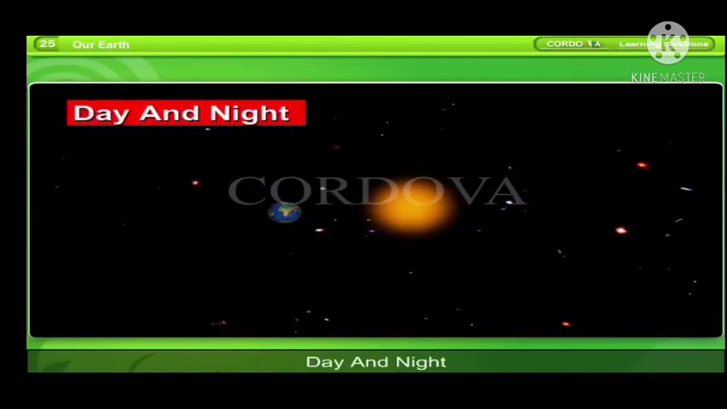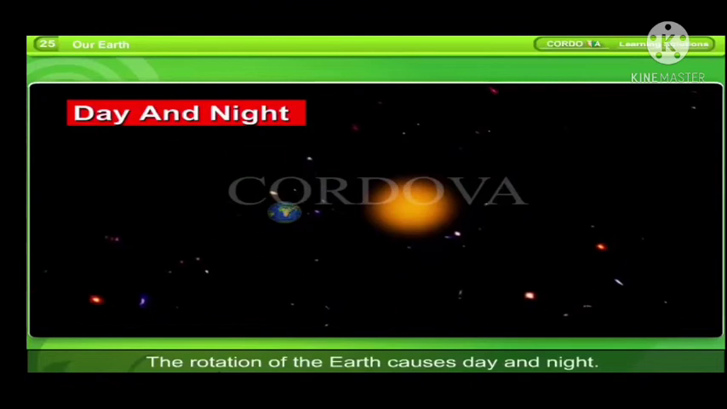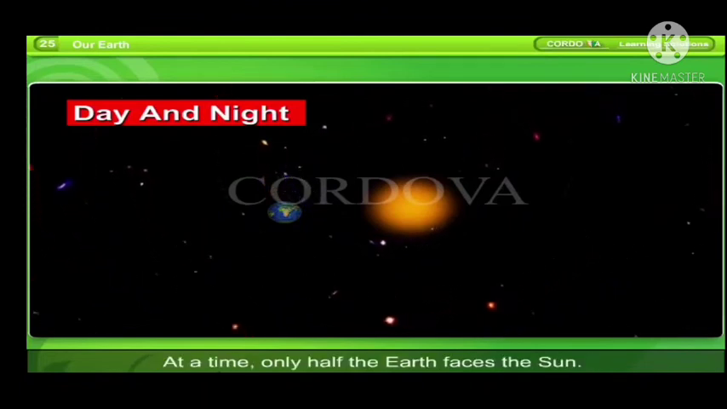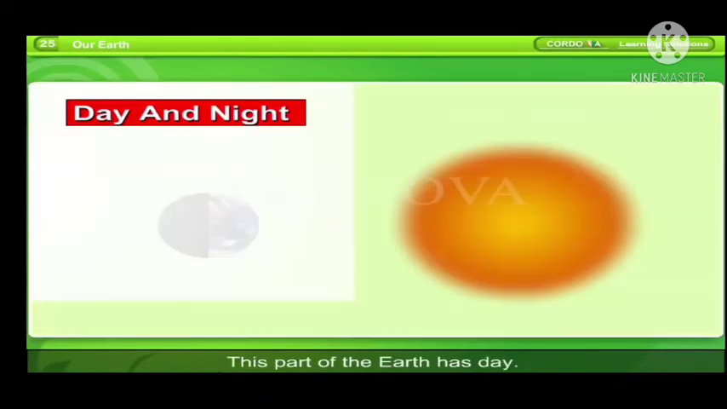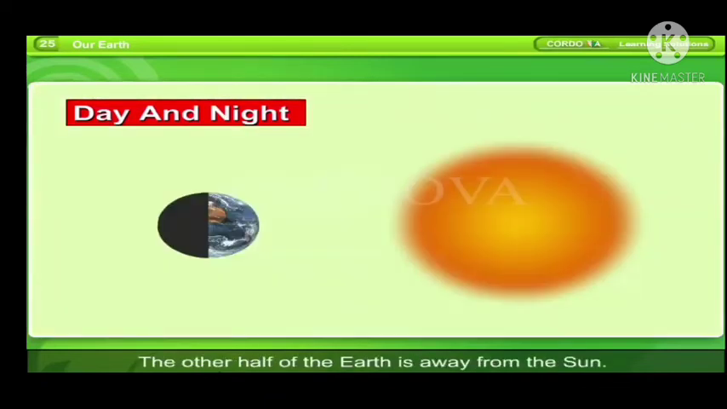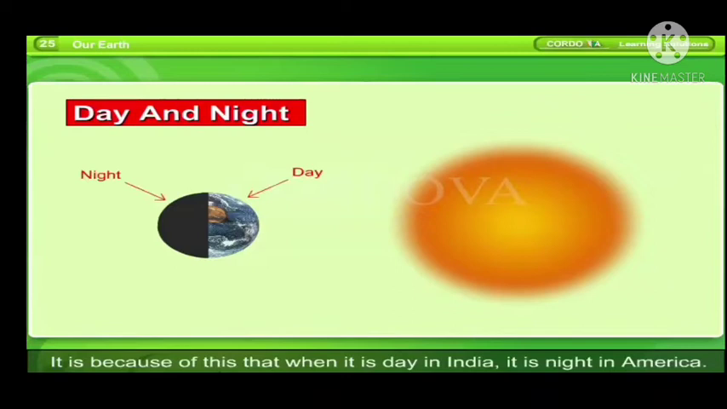Day and night. The rotation of the Earth causes day and night. At a time, only half the Earth faces the Sun. This part of the Earth has day. The other half of the Earth is away from the Sun. This part has night. It is because of this that when it is day in India, it is night in America. The Earth rotates from west to east on its axis. Therefore, the Sun appears to rise in the east and set in the west.